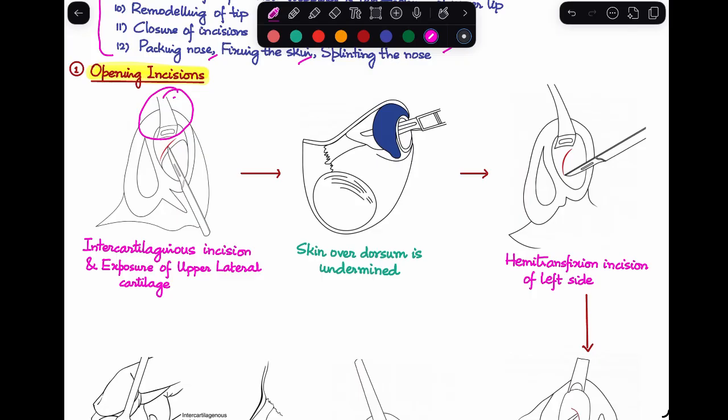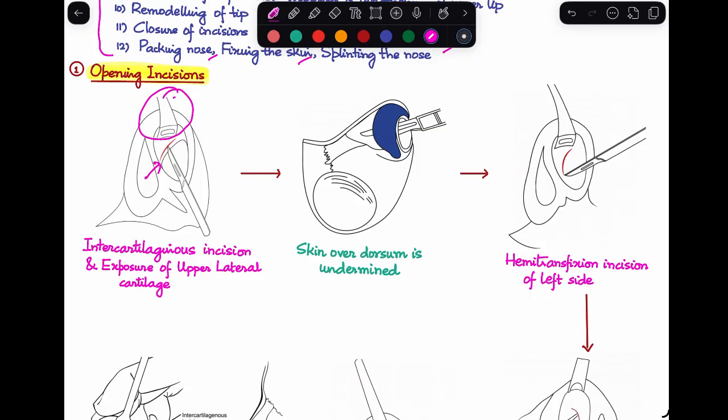What we are going to look at is, first we will look at the caudal edge of the upper lateral cartilage. Now here is where we will be giving our incision, which is the intercartilaginous incision. To know more about the incisions in detail, I already have a separate video on rhinoplasty incisions. You can check it out over there.